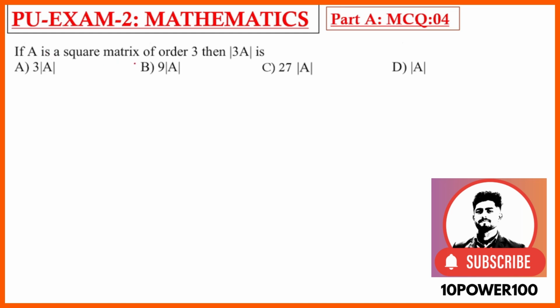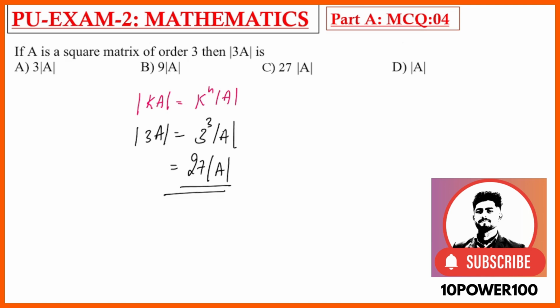Okay, next question. A is a square matrix of order 3, then determinant of 3 into A. Determinant of k into A is equal to k power n into determinant of A. This is the formula; we saw it in the beginning. So determinant of 3 into A is equal to 3 power 3 into determinant of A. 3 power 3 is 3 threes are 9, and 9 threes are 27. So 27 determinant of A is the answer. So option C, 27 determinant of A is the answer.